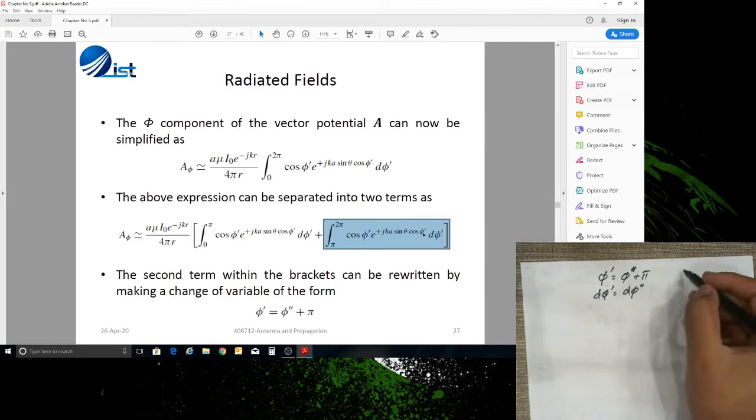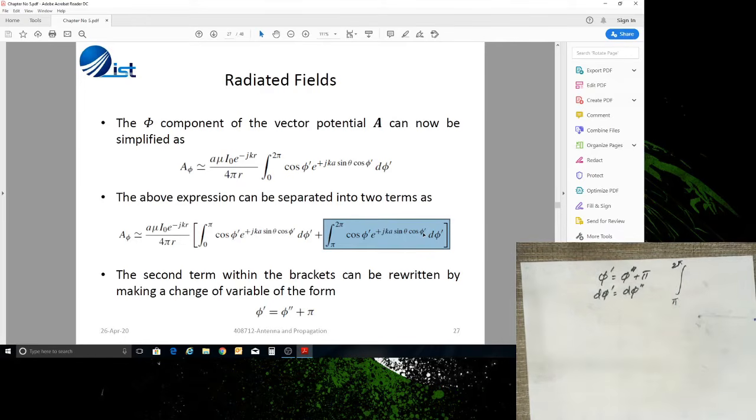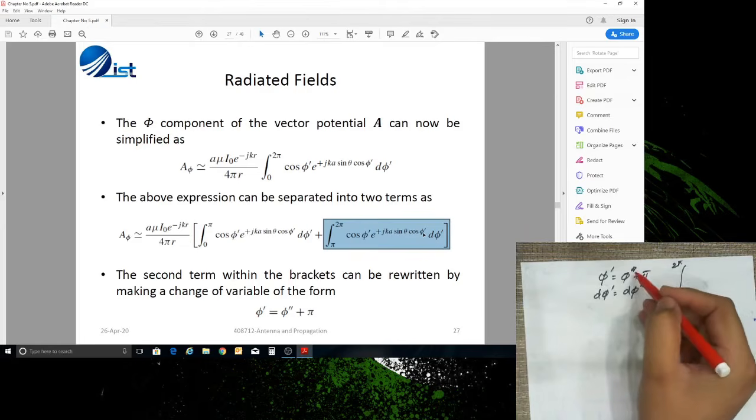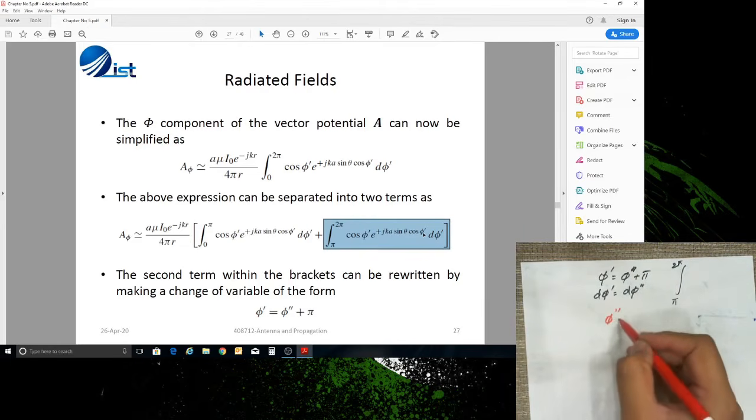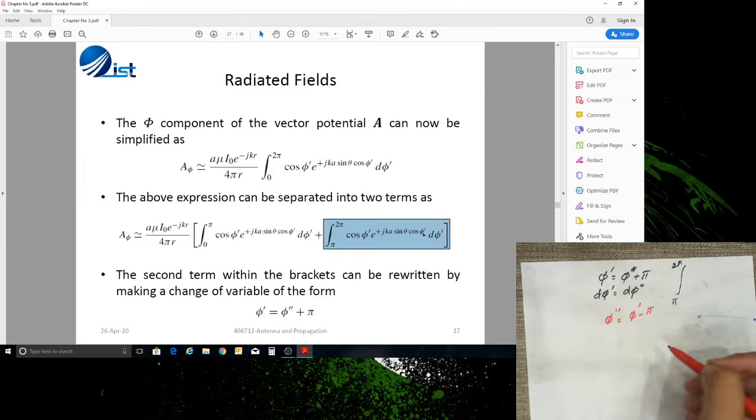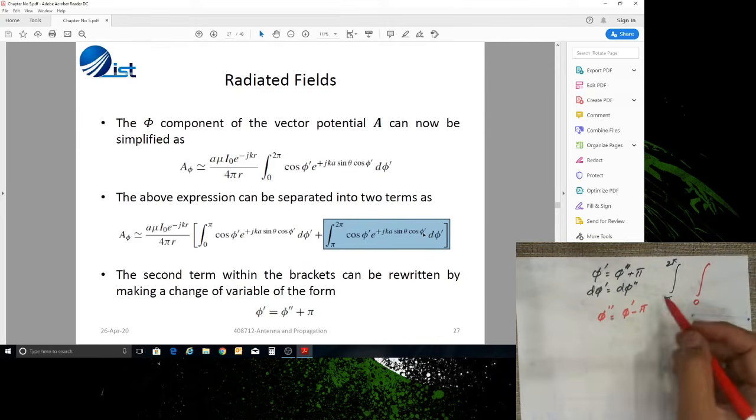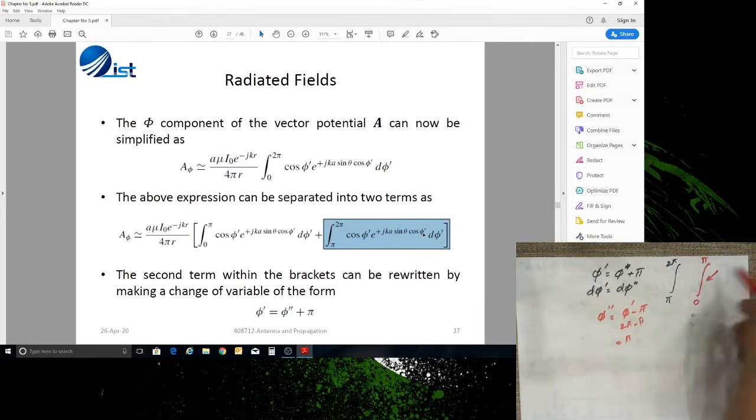Right now the range of our integral is from pi to 2 pi. The case we are considering here is that phi prime is equal to phi double prime plus pi, so the range of phi double prime will be phi prime minus pi. If the lower range of phi prime was pi, what will the lower range of phi double prime be? It will be 0, because pi minus pi is 0, and the upper limit of phi prime is 2 pi, so 2 pi minus pi is pi. So this is the range for phi double prime.